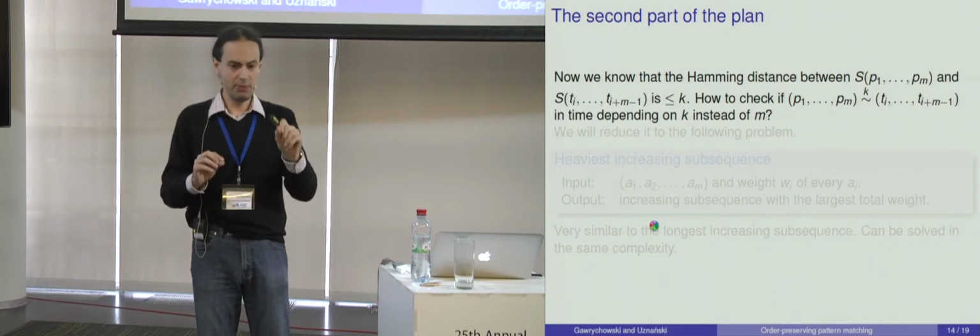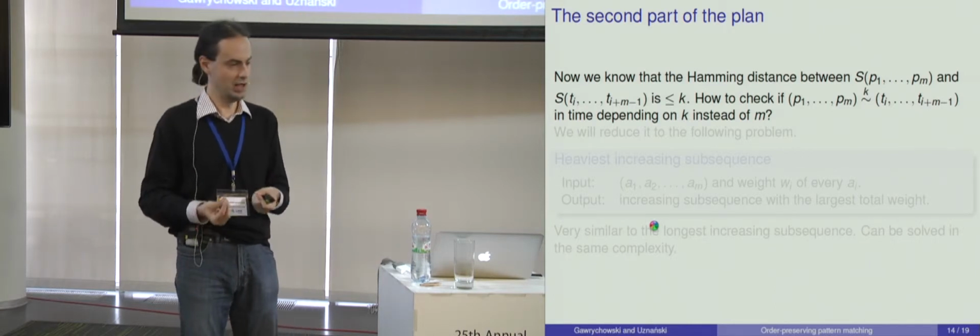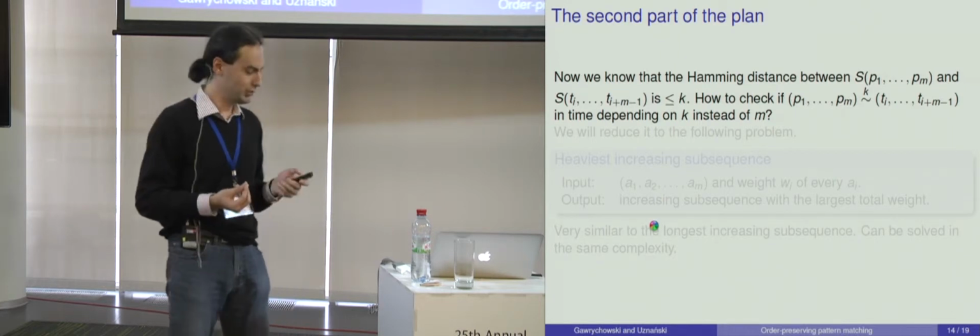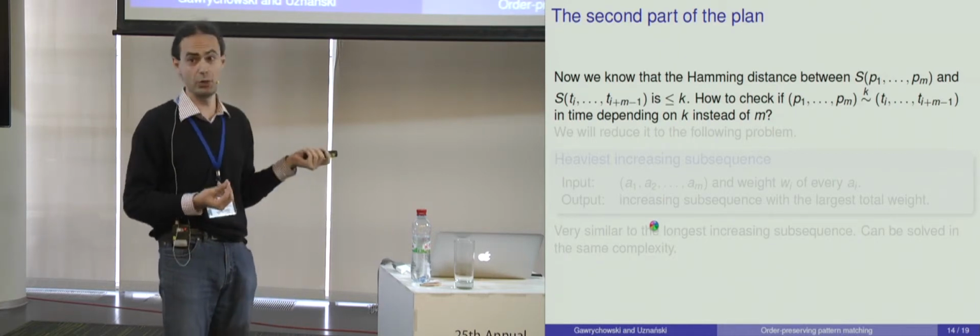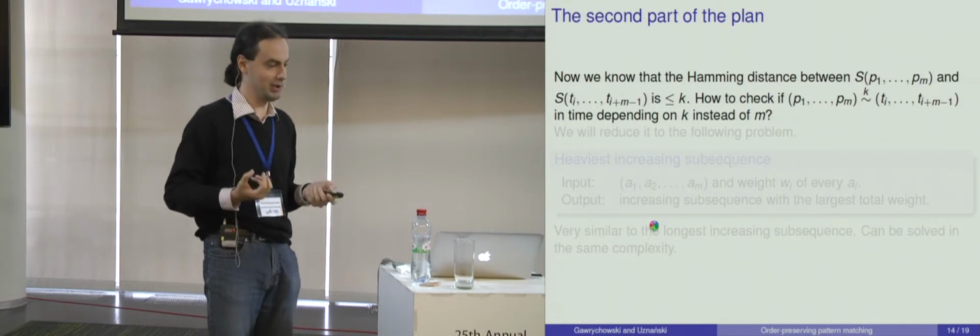But in some cases, the Hamming distance is at most 3k, and now you have to figure out whether the actual fragment and the pattern are order isomorphic with k mismatches or not. And you need to do that in time depending not on m, which is the length of the fragments, but on k, which is the bound on the number of errors. So you would like to do that. And how can you do that?